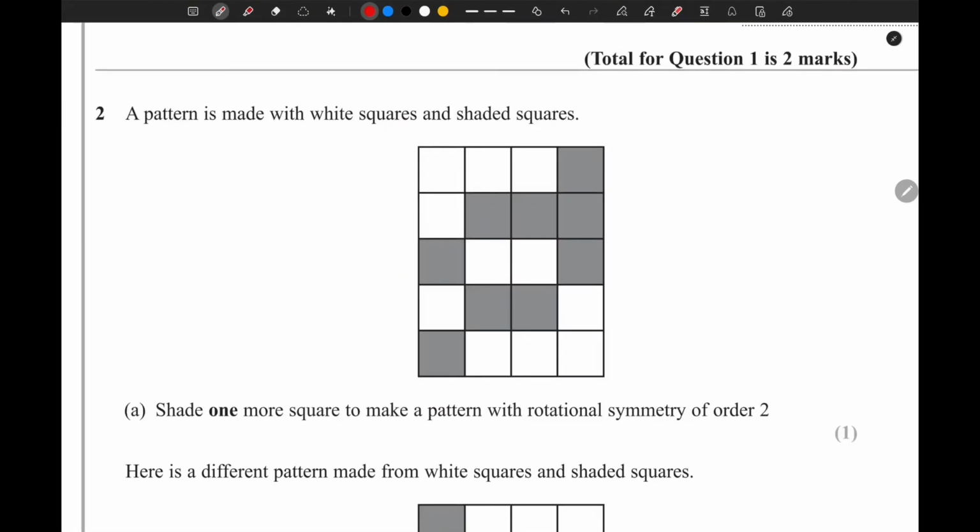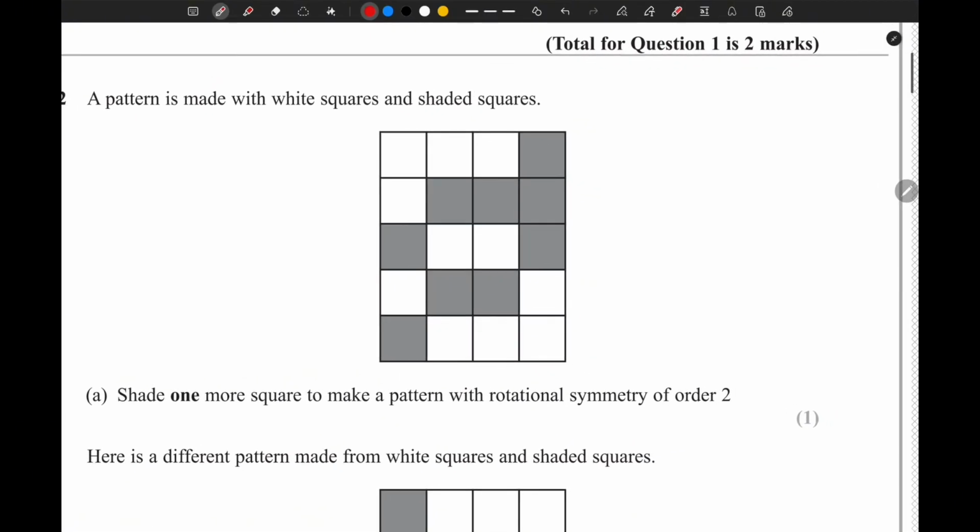Now in the second question, we have a pattern which is made up of white squares and shaded squares. We need to shade one more square to make a pattern with a rotational symmetry of order 2. Which means that if you rotate this 360 degrees, you should get the same pattern twice. To make our calculation easier, we can say that if we rotate this 180 degrees, we should get the same pattern at least once.